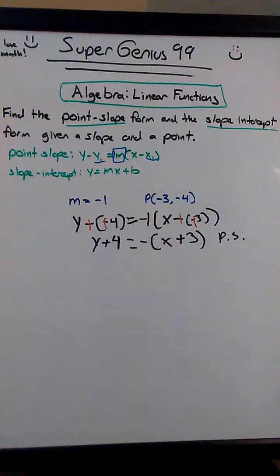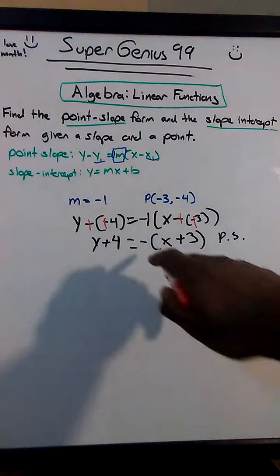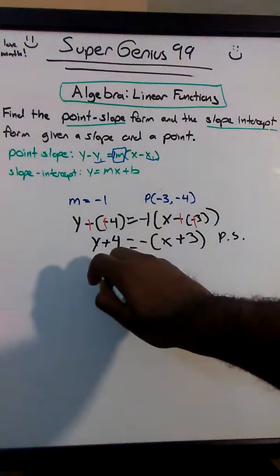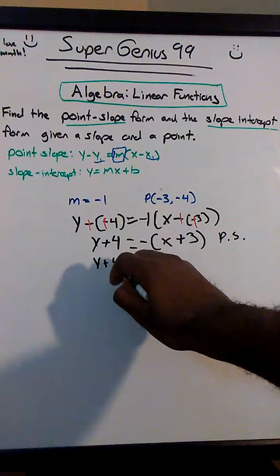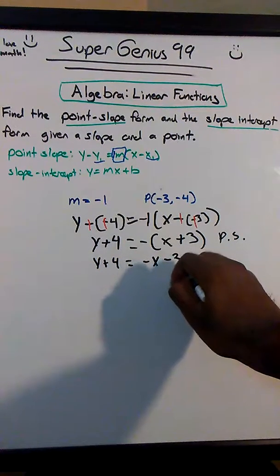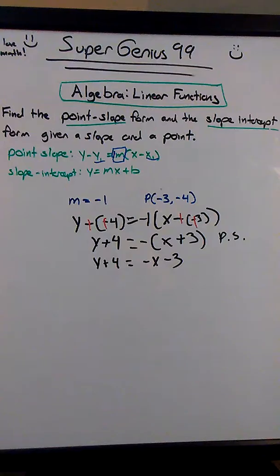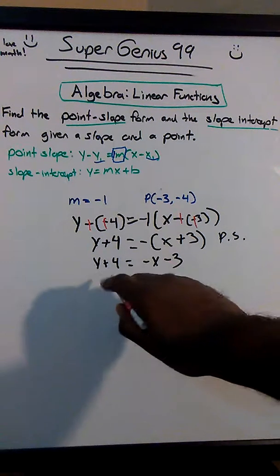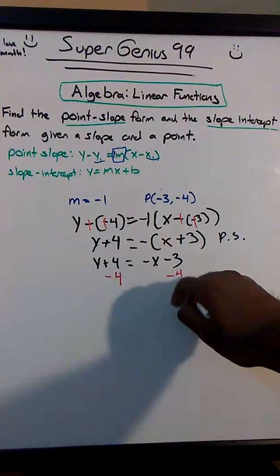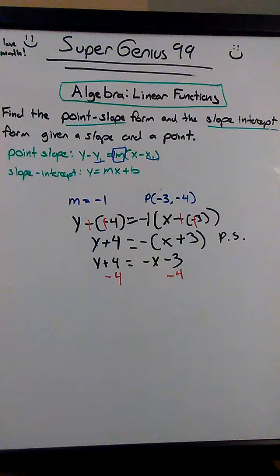So basically you just isolate the y. So first let me distribute this negative. So as we distribute the negative outside the parentheses, we'll have y plus 4 won't change. Negative x minus 3. Okay. Then what do we need to do next? Isolate the y. Subtract 4 from both sides, like so. So then we have what?